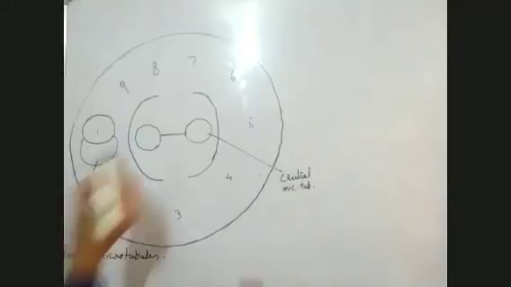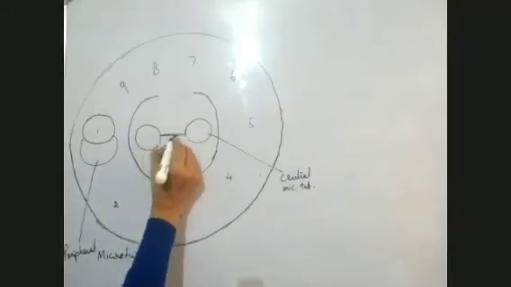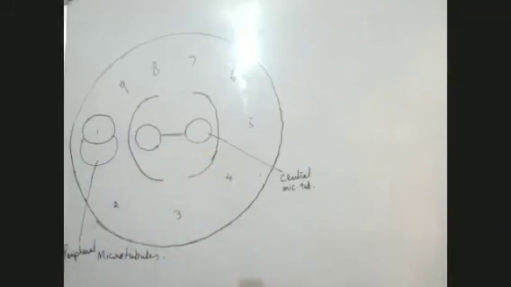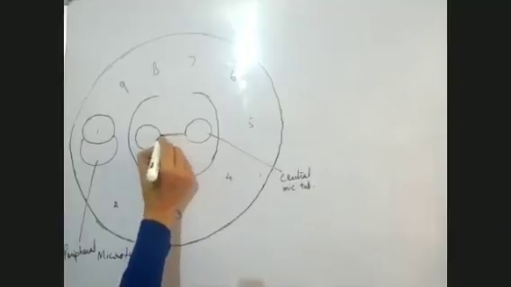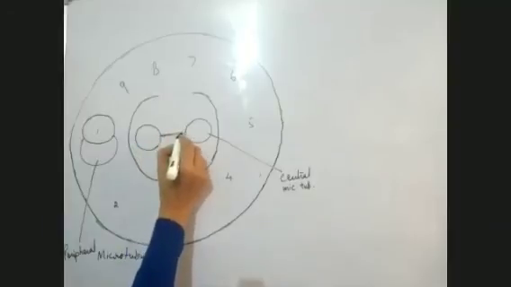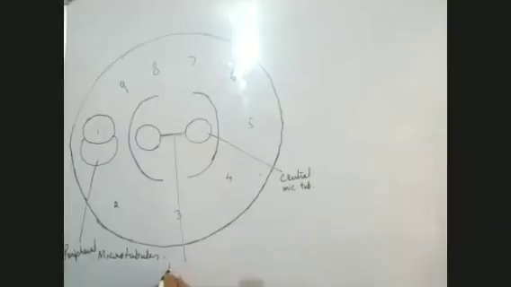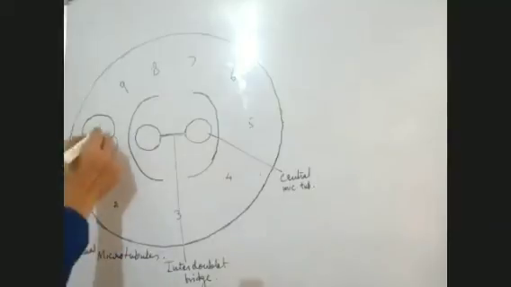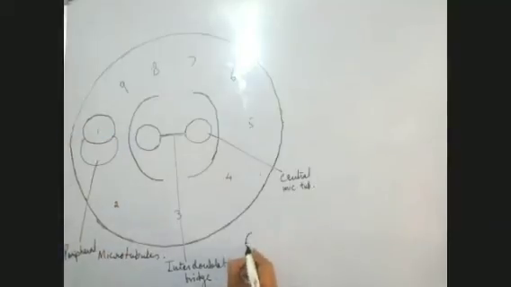In the center, we have a bridge which connects these two microtubules, and this bridge is known as the interdoublet bridge. This is the interdoublet bridge. Now, if you see the microscopic structure of these microtubules, it appears to be like this, one complete and another half.